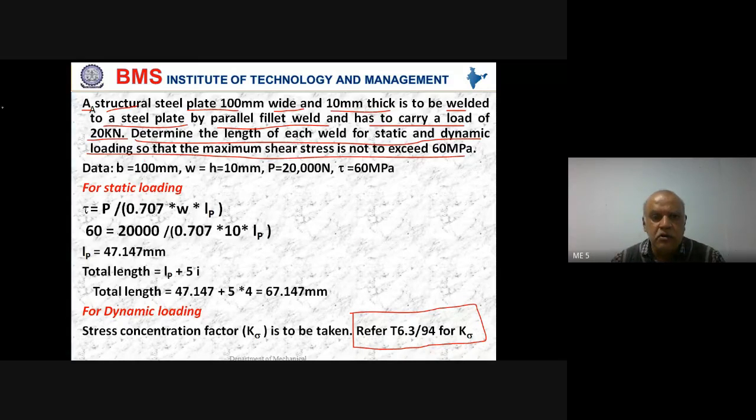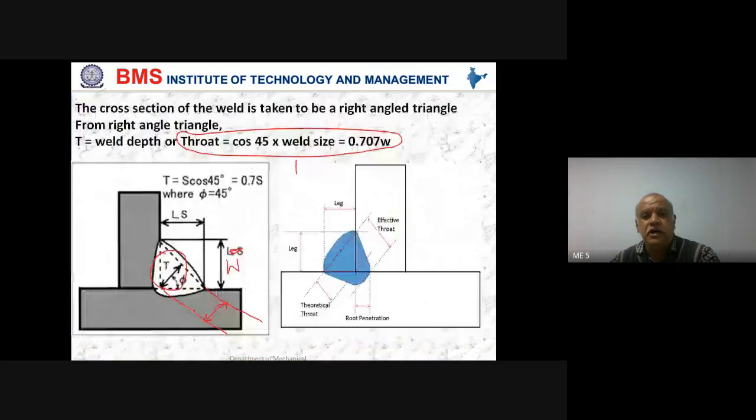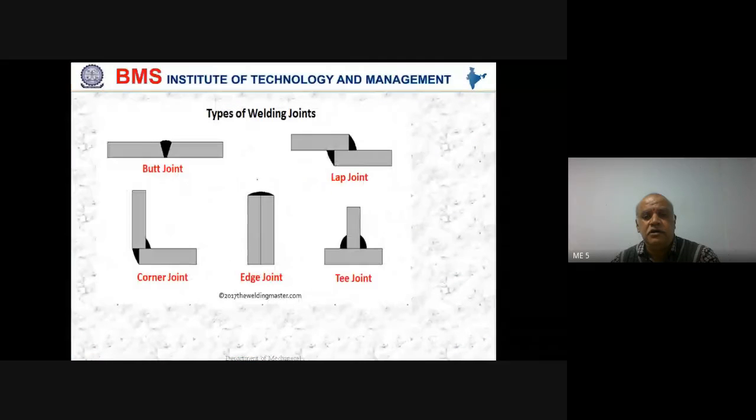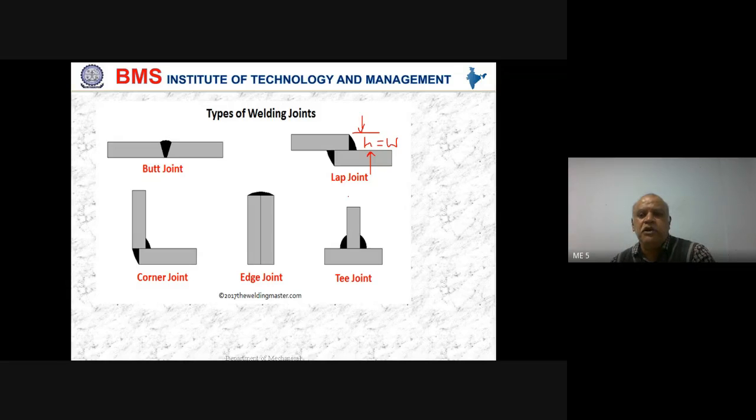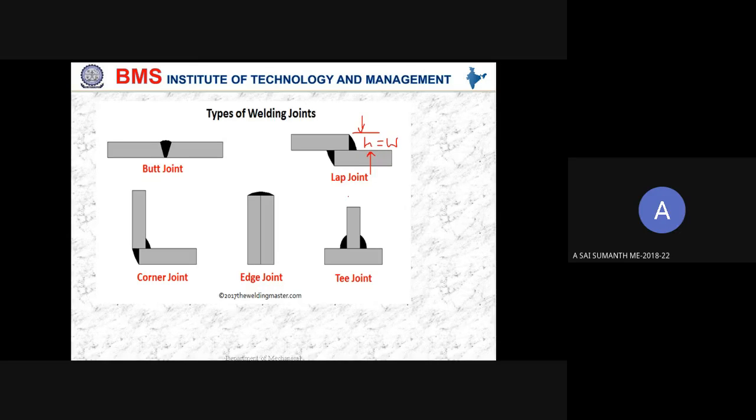We have a steel plate which is 100 mm wide, that's the value of B, and 10 mm thick. Why is 10 mm thickness taken as W or H here? When you look at the welded joint, this will be equal to the thickness of the metal piece, therefore we equate that to weld size W. Are you with me? Yes, sir.